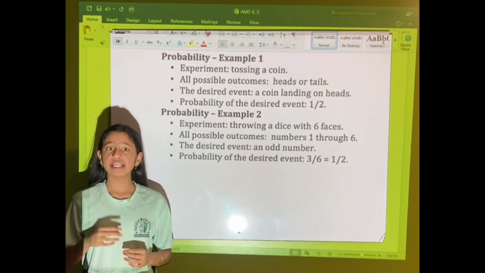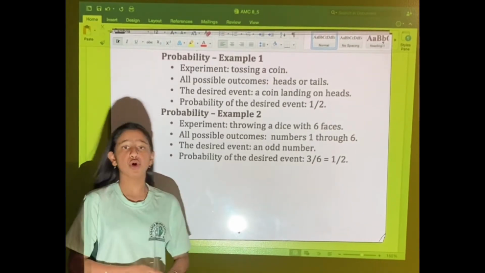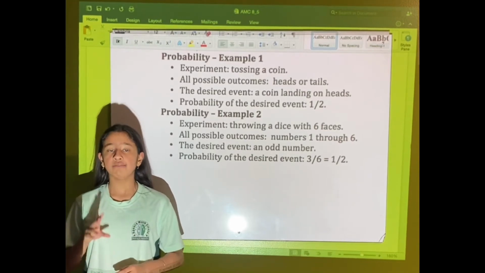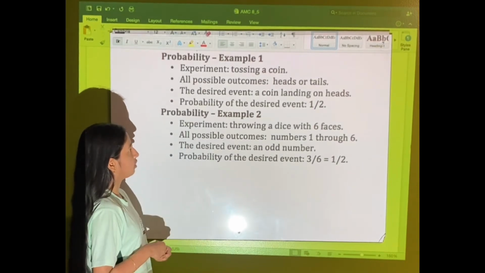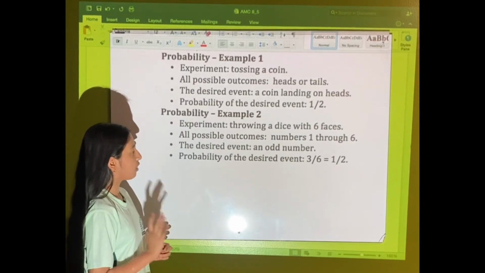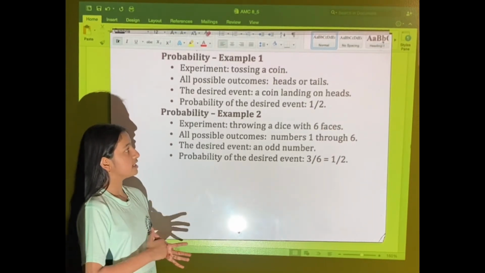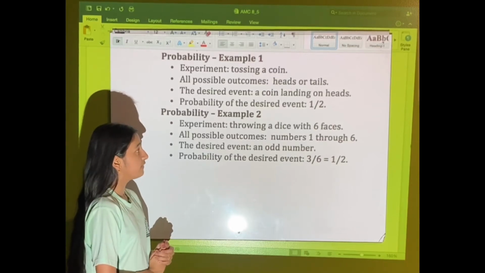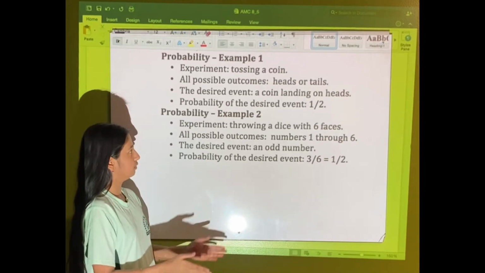So our first example in probability. In this example, the question is, when tossing a coin, what is the probability of it landing on heads? So here, the experiment is tossing a coin. All possible outcomes is either heads or tails. The desired event is a coin landing on heads. So the probability of the desired event is 1 over 2, heads over total.